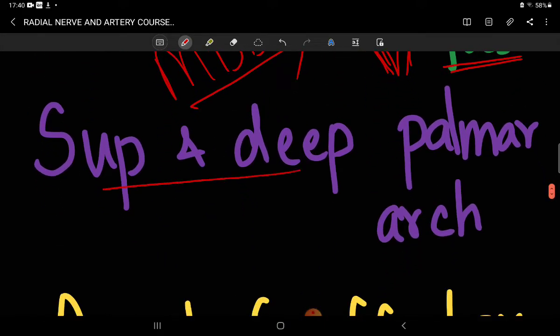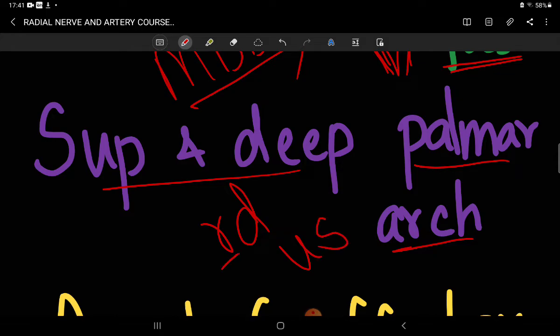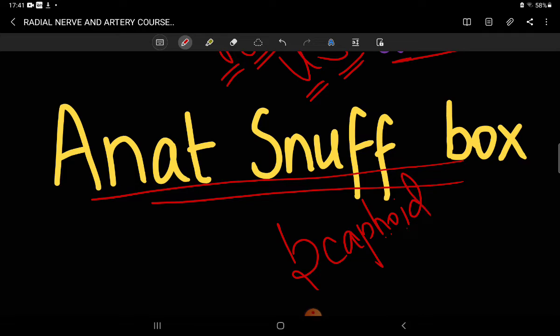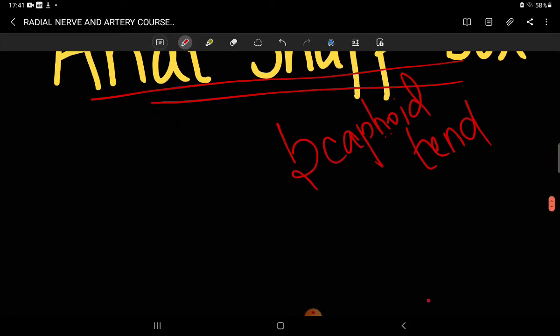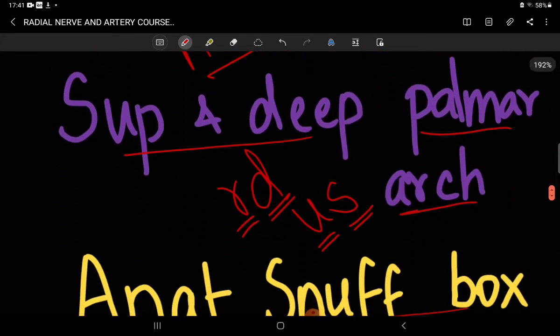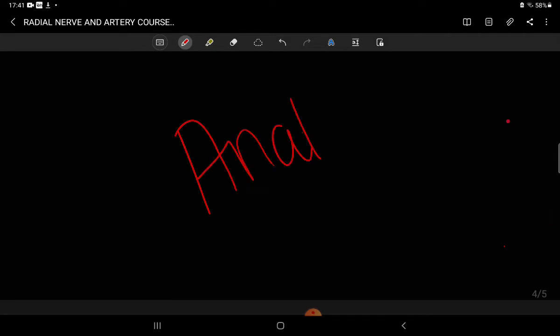Then we learned about the superficial and deep palmar arch of the hand, which is remembered by the mnemonic RD and US. The radial artery forms the deep palmar arch, the ulnar artery forms the superficial palmar arch. Then we learned about the anatomical snuff box and the scaphoid tenderness, which is also referred to as the box sign. Just with the help of a simple case scenario, we were able to learn this much related to the radial nerve, brachial artery, cubital fossa, anatomical snuff box, and superficial and deep palmar arch. This is the level of importance of anatomy in the clinical field. So try to study anatomy as much as possible in a clinical way so that you will remember it better.